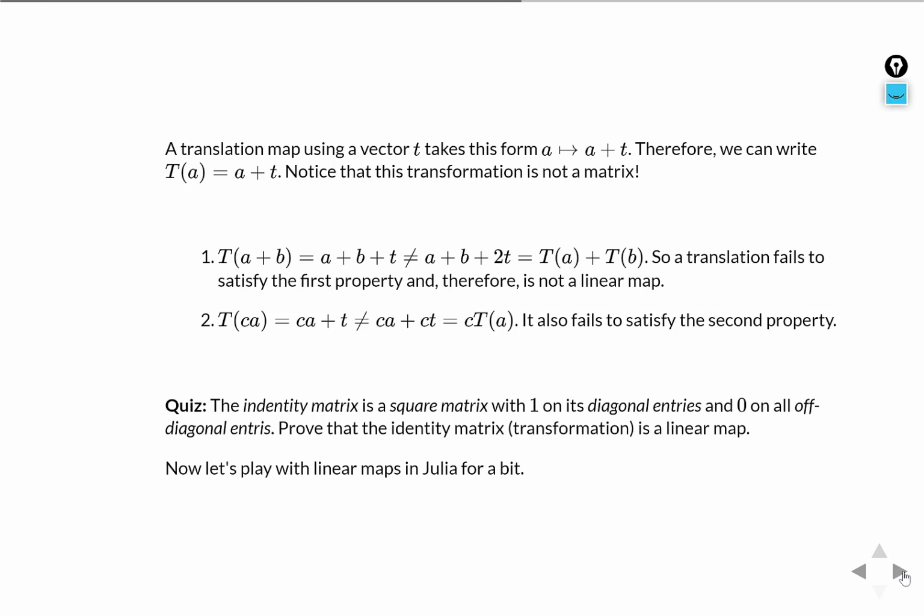Here's a quiz for you. Consider the identity matrix, which is a square matrix with 1 on its diagonal and 0 everywhere else. Prove that the identity matrix is a linear map.